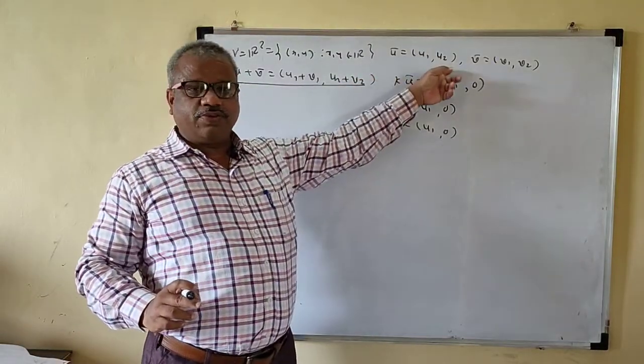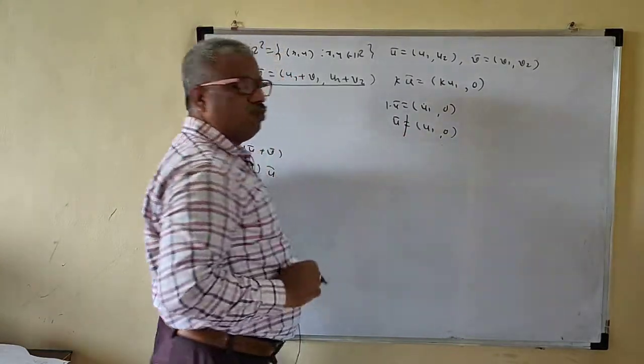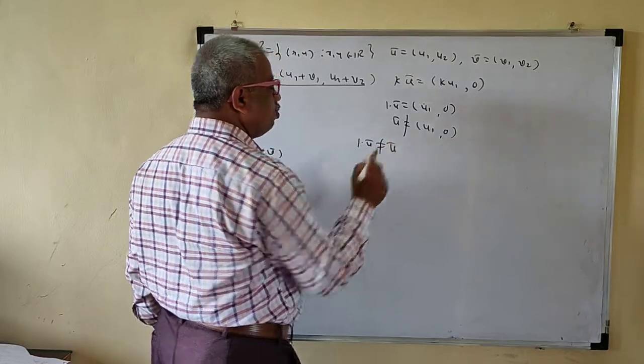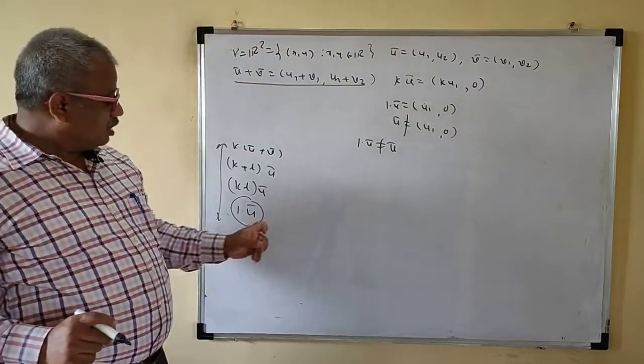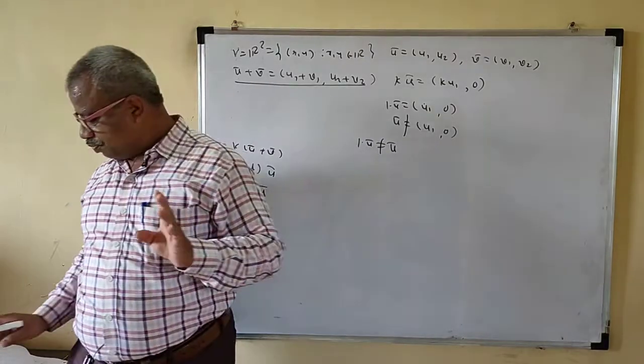Your u bar is (u1, u1, u1, u2). So here they are not equal. That means u bar is not equal to u bar. That means 1 into u bar is not equal to u bar. So therefore this last axiom does not hold. So V is not a vector space.